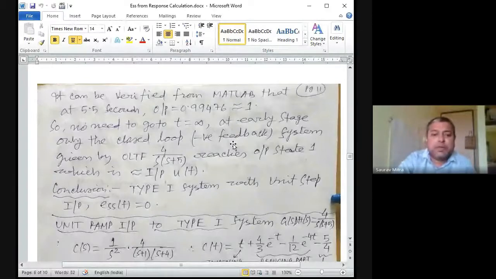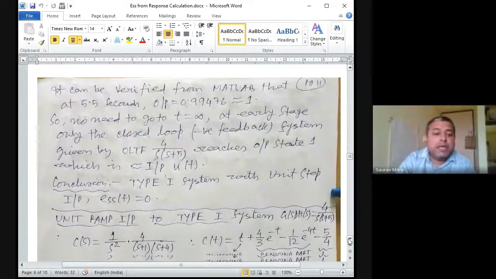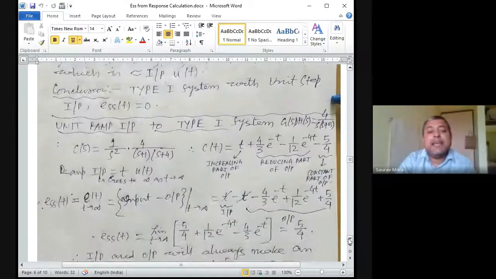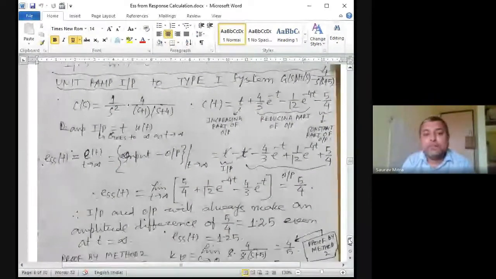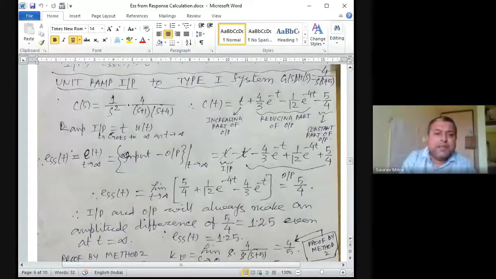So conclusion, type 1 system with unit step input is having steady state error equal to 0. Very important thing. Now you are coming to the most interesting response. I had shown it to you. Again, I am going to show it to you by a different, easier kind of example. So the same thing I have taken. This is the type 1 system, and I'm giving unit ramp input.